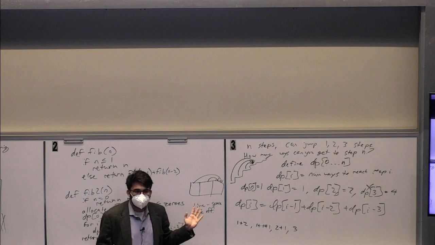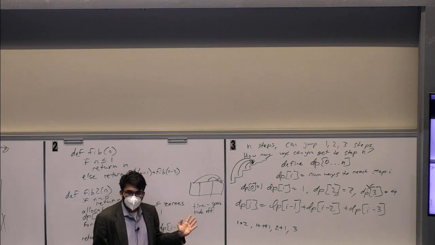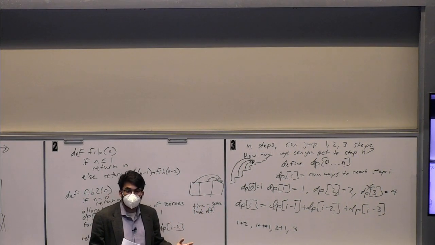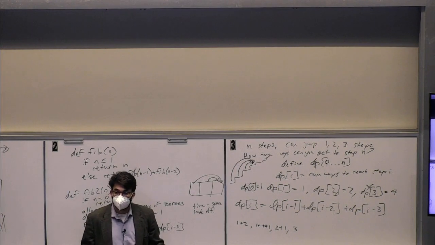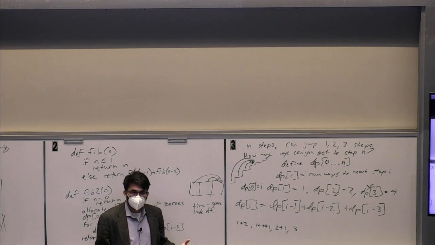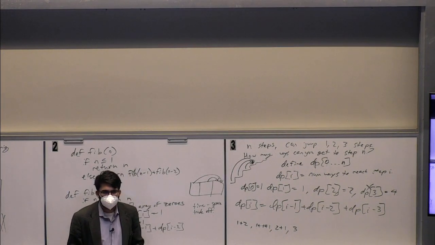Notice we're not counting all the ways that you could skip over the 10th step, or anything like this. But DP of 11 will count some of the ways that skip over the 10th step. Right. Any questions on this example? This is sort of a warm-up, sort of trivial.